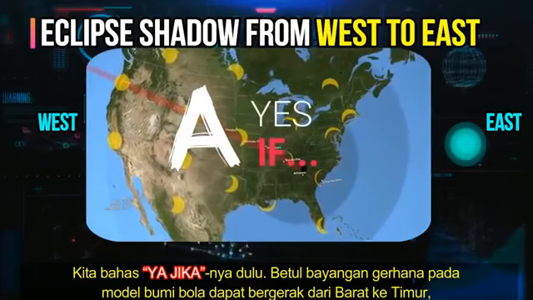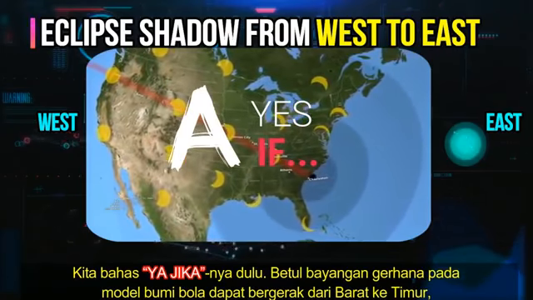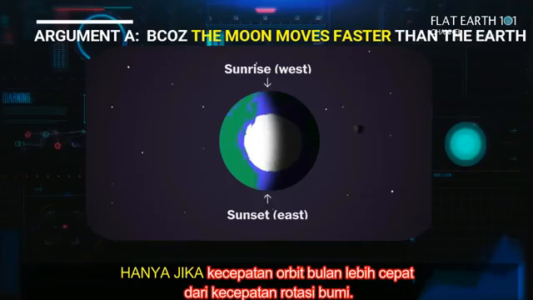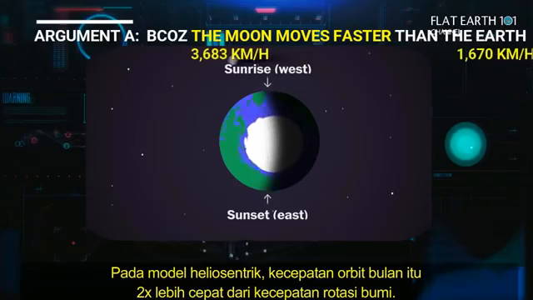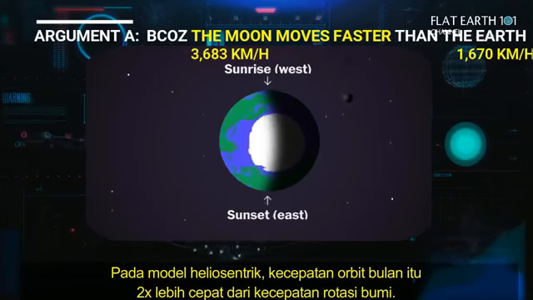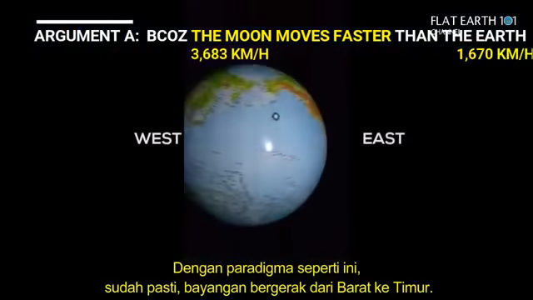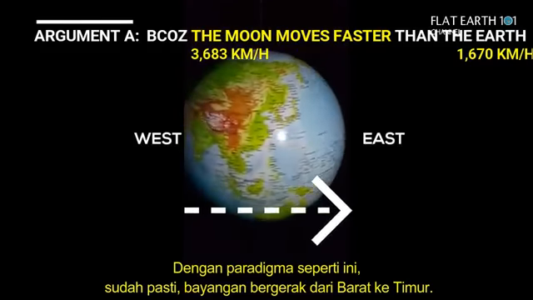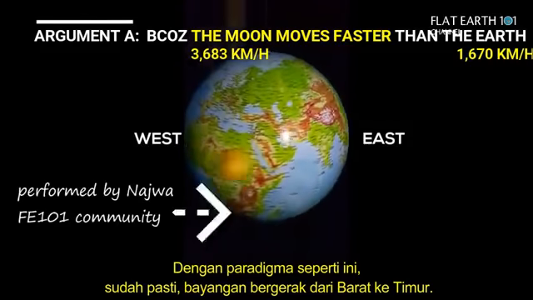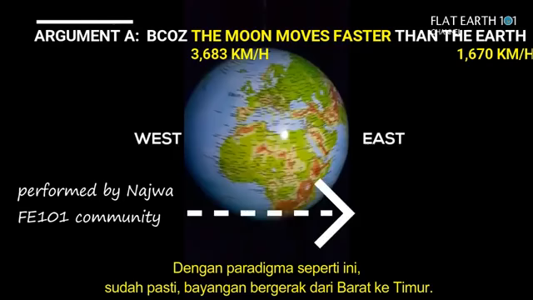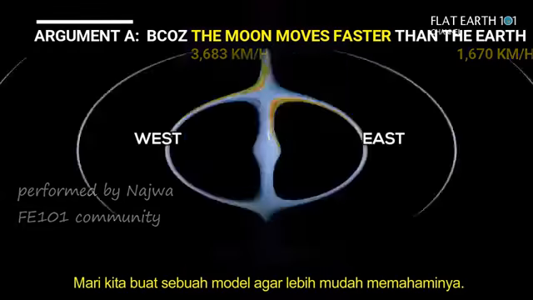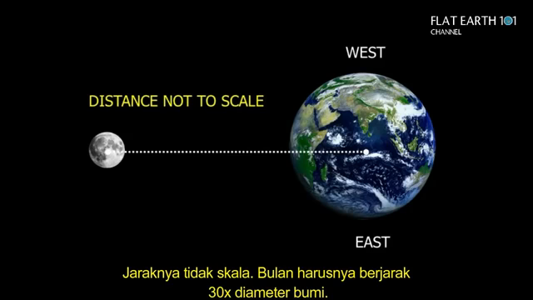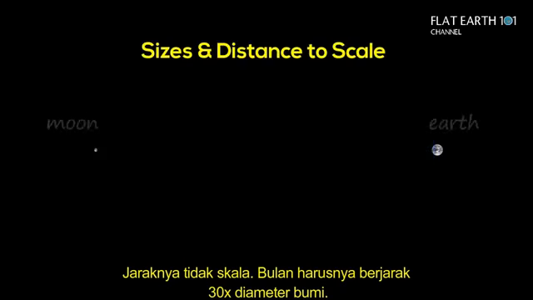Yes, the eclipse shadow on the globe model can move from west to east only if the moon's orbital speed is faster than Earth's rotation speed. In the heliocentric model, the moon's orbital speed is twice as fast as the Earth's rotation speed. With this paradigm, for sure, the shadow will move from west to east. Let's make a model to make it easier to understand. The distance is not to scale. The moon should be 30 Earth diameters away.